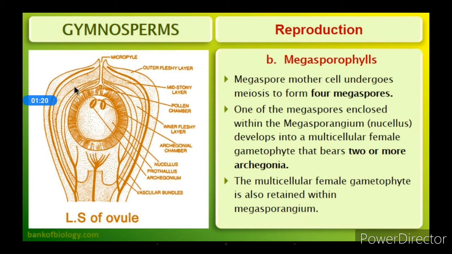Here you can see the megaspore mother cells undergo meiosis to form 4 megaspores. Out of those 4, one will be enclosed within the megasporangium, that is the nucellus. That develops into a multicellular female gametophyte that bears 2 or more archegonia. That is the female part, the archegonium, which is going to release the egg, right? And the multicellular female gametophyte is also retained within the megasporangium.